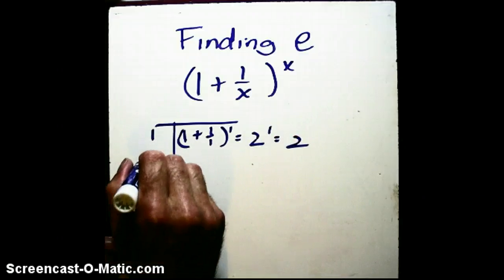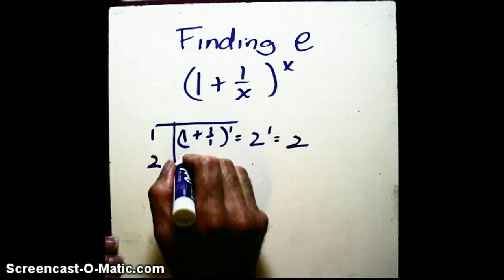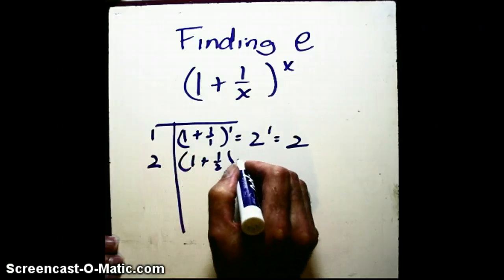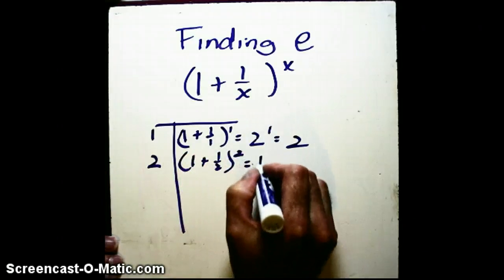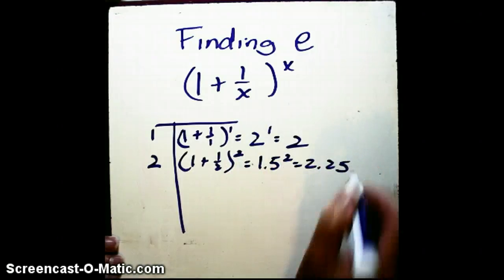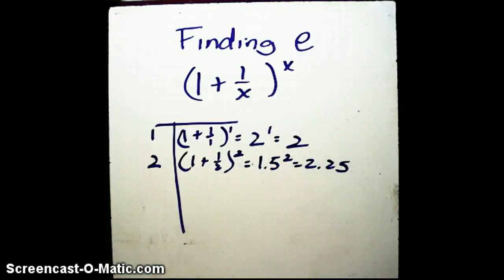What if I plugged in 2? If I plugged in 2, I would have 1 plus 1 over 2 to the 2, which is 1.5 to the 2, which is 2.25. Now what if I kept on doing this? If I kept on getting larger and larger and larger, what about to infinity? Okay. Well, to infinity, I would have the number E.